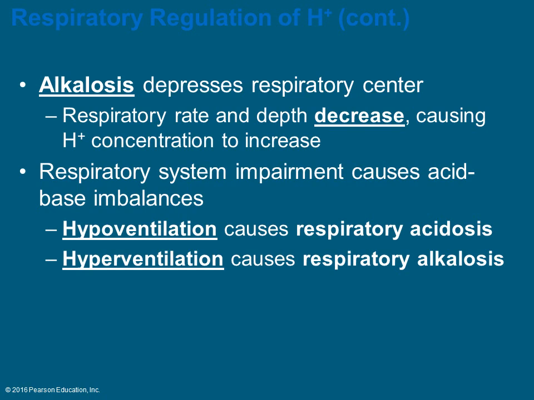Now, if there are abnormalities occurring within the respiratory system, somehow the respiratory system is impaired, it can lead to these imbalances of the acid and bases. Hypoventilation can cause respiratory acidosis. Hypoventilation, you are not breathing as fast, therefore you're not getting rid of the CO2, which means you're increasing levels of the hydrogen ions, which means the pH is decreasing and you're leading towards what we call respiratory acidosis.